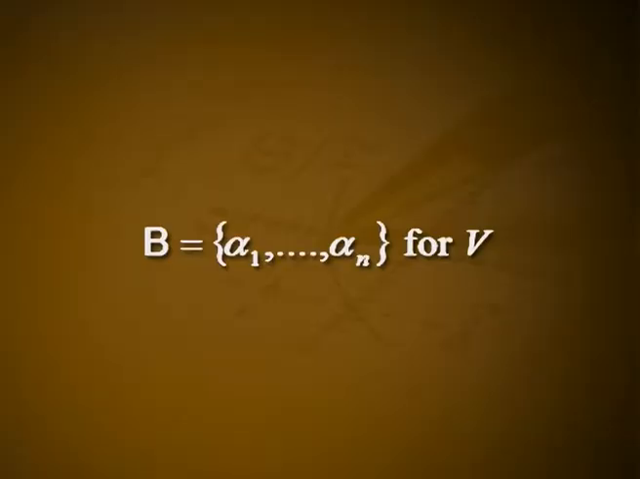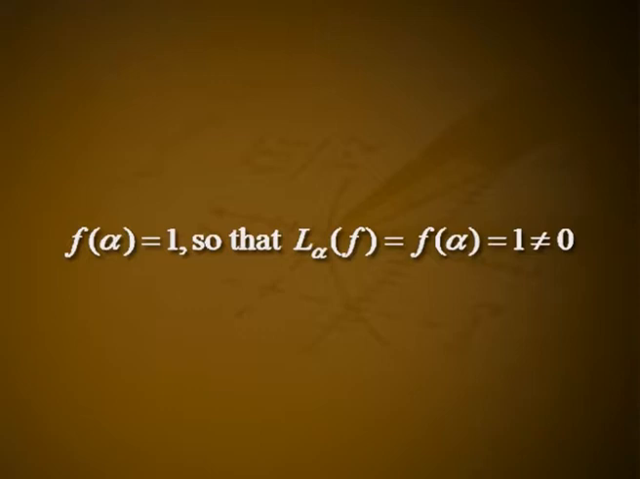We also see that if V is finite dimensional and alpha not equal to 0, then L alpha not equal to 0. In other words, there exists a linear functional f such that f of alpha not equal to 0. For the verification of the same, we choose an ordered basis B equal to alpha 1 etc. alpha n for V such that alpha 1 equal to alpha, and let f be the linear functional which assigns to each vector in V its coordinates in the ordered basis B. Then in particular f of alpha equal to 1, so that L alpha of f equal to f of alpha equal to 1 not equal to 0.